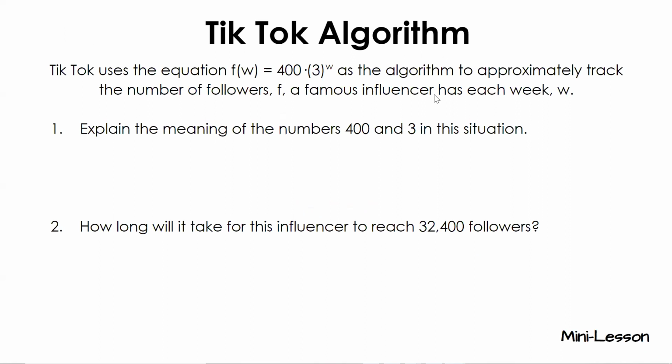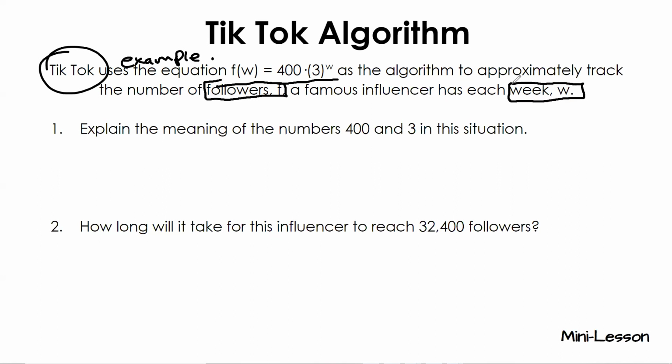So TikTok uses this equation as the algorithm to approximately track the number of followers a famous influencer has each week. Explain the meaning of the numbers 403. Okay, so on your paper, if you have a blank sheet of paper, what I would like for you to write down is the word TikTok. You're gonna write a TikTok example. And then you're gonna write this equation down. You're gonna put follower stands for F and week stands for W.